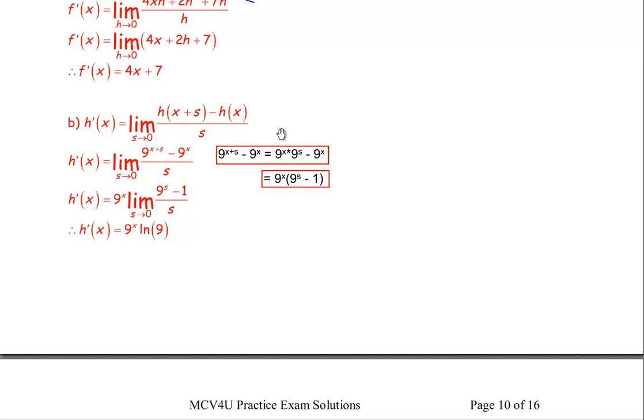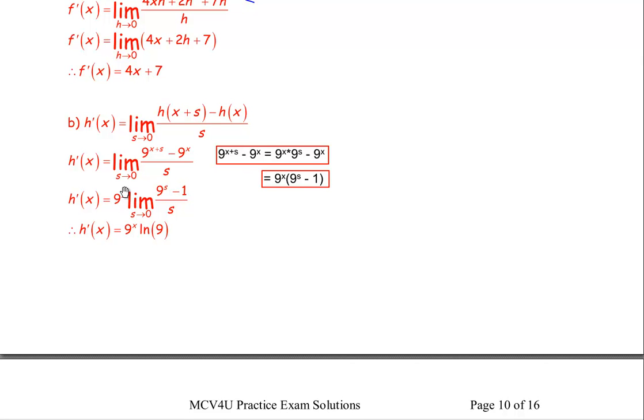And so notice that there's a 9 to the power of x common factor in both of these. So that's why you can factor a 9 to the x out. And if you factor a 9 to the x out, what you're left with is this 9 to the s right here, and then minus 1, because when you factor a 9 to the power of x out of a 9 to the power of x, there should be 1 left. So that's why it's minus 1 in the end. So that's why this is here.